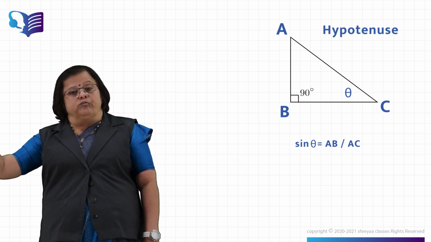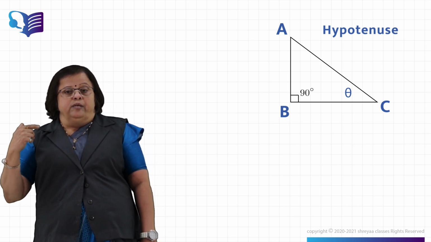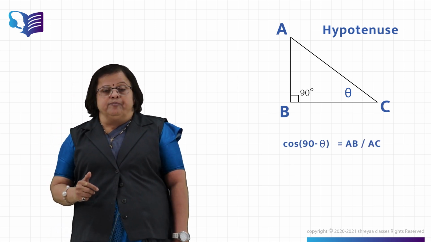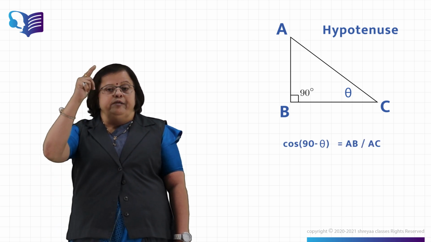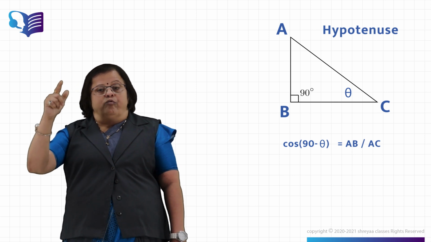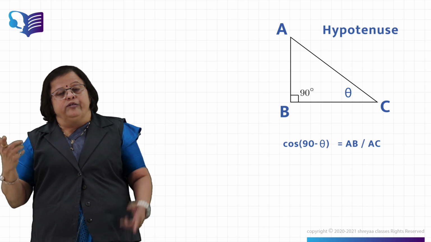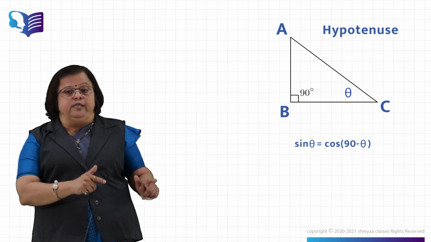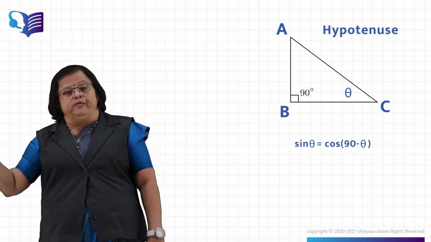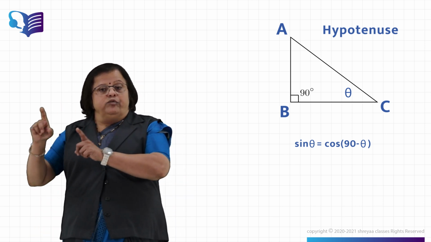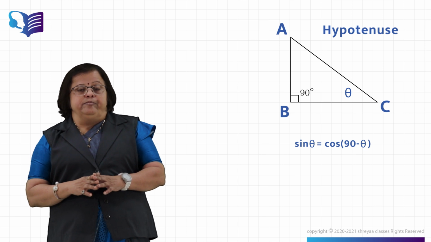So sin theta is equal to AB upon AC. Now let us see what is cos of 90 minus theta. Cos of 90 minus theta, angle A. So cos of 90 minus theta is AB upon AC. So what you get? Sin theta is equal to cos of 90 minus theta.